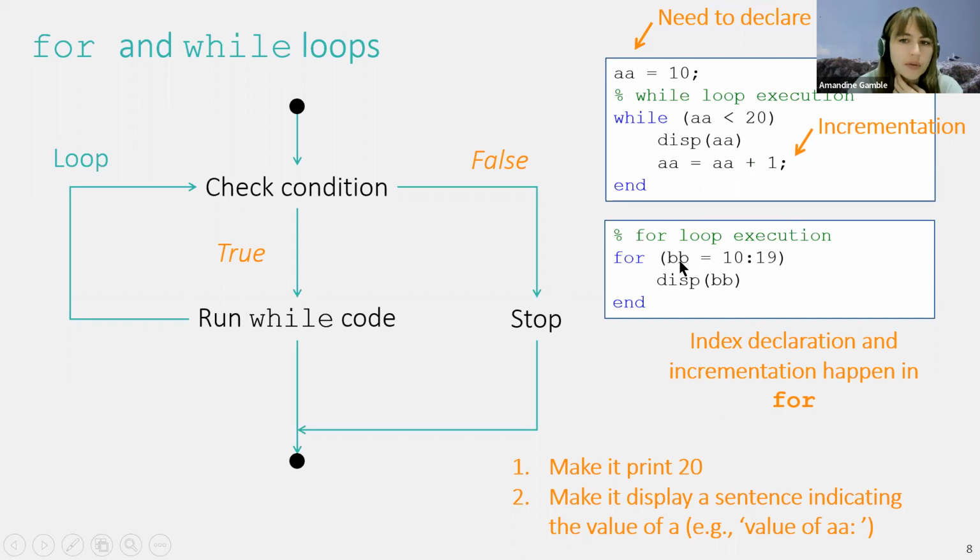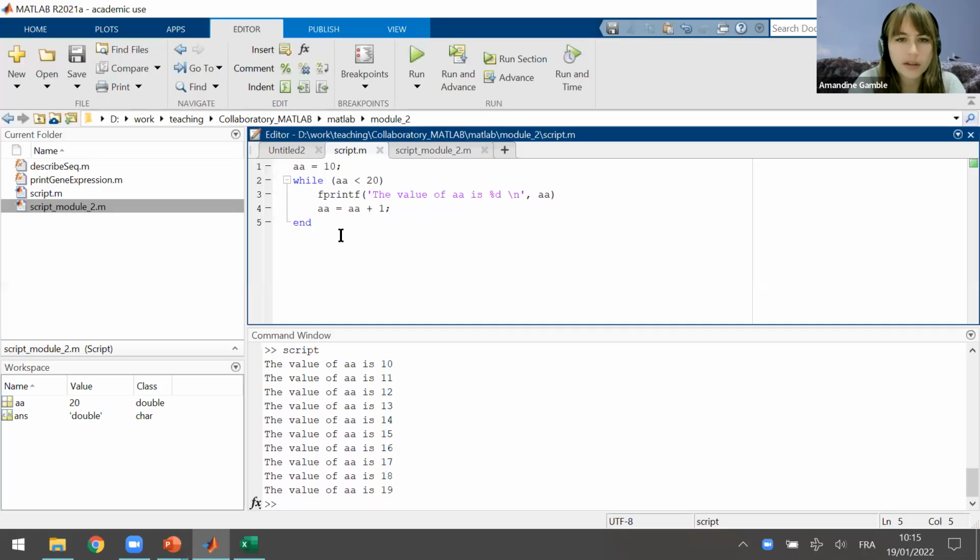So for instance, here when I write bb equal 10 to 19, I'm saying that first bb is going to be equal to 10, then it's going to do the incrementation in the loop. So it's going to do 10, 11, 12, 13, and so on until 19. And that's happening in the loop. I don't have to write it here. So you get the same result.